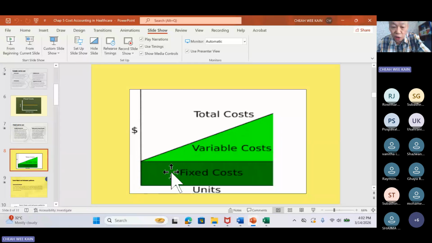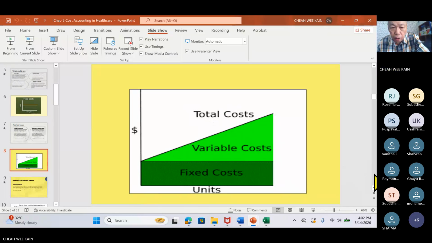Okay? So this portion here is the fixed cost amount. This portion here is the variable cost amount. The more the units, the more the variable cost. That's why this is the total cost. That's how they draw it. So where are your sales? If your sales is somewhere here, this is the break-even point. We will explain that one later.